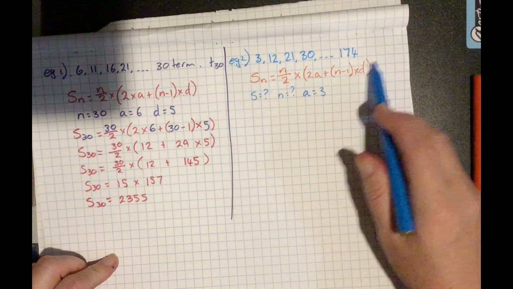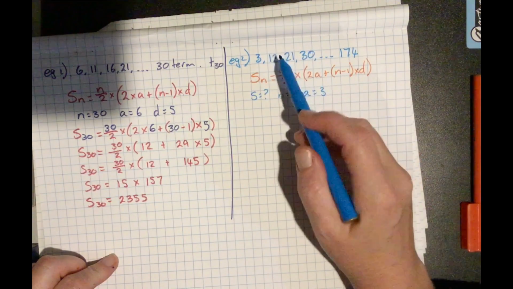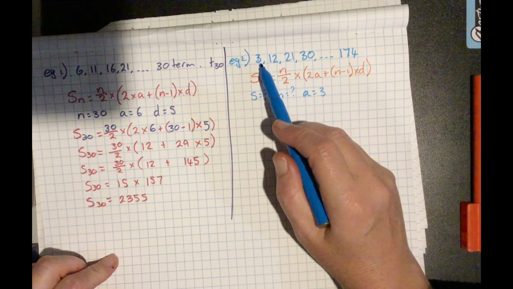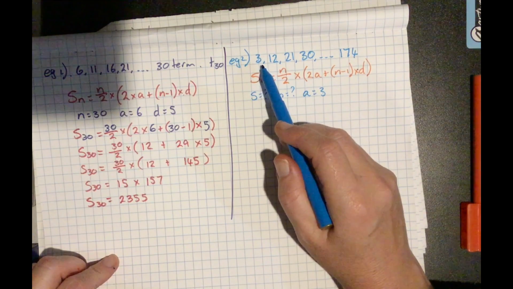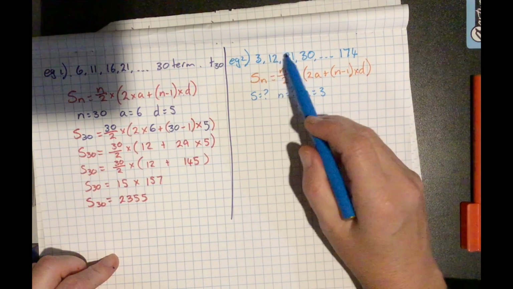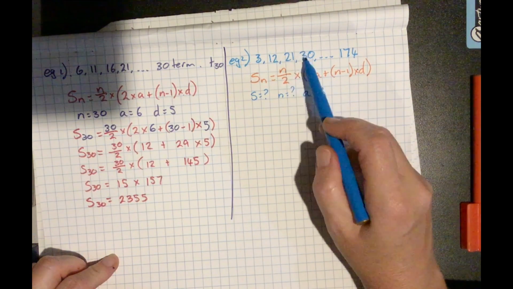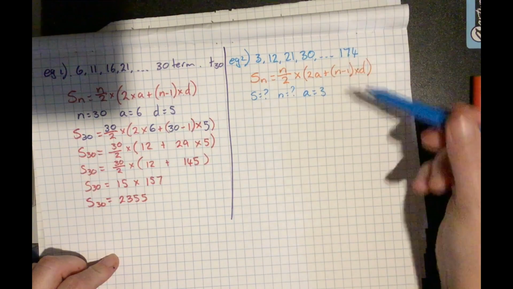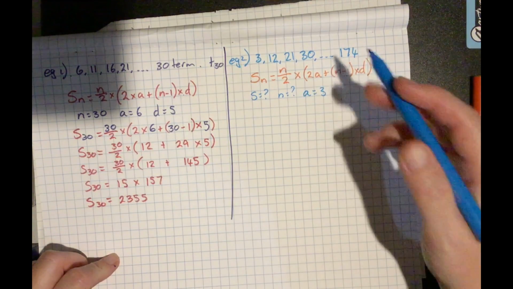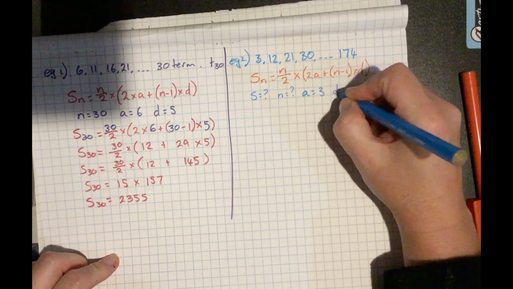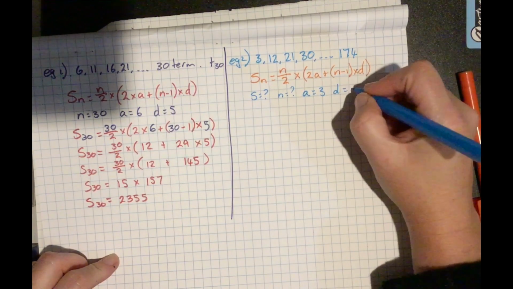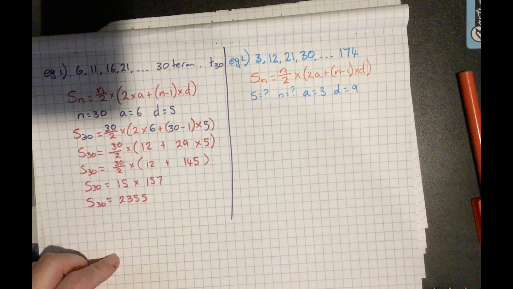Now I've assumed that this is an arithmetic sequence. I should have checked. 12 take away 3 is 9. 12 plus 9 is 21. 21 plus 9 is 30. It is, so I have got the right formula. Always make sure you do that. And as we did that, I worked out the difference was plus 9, positive 9.